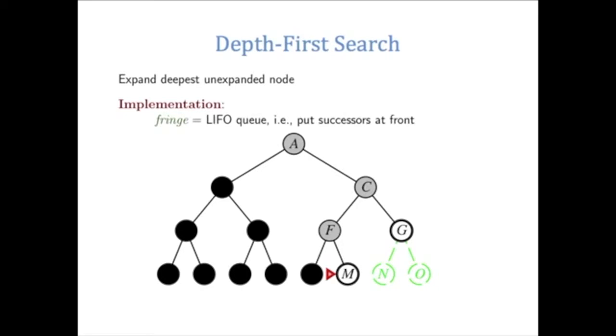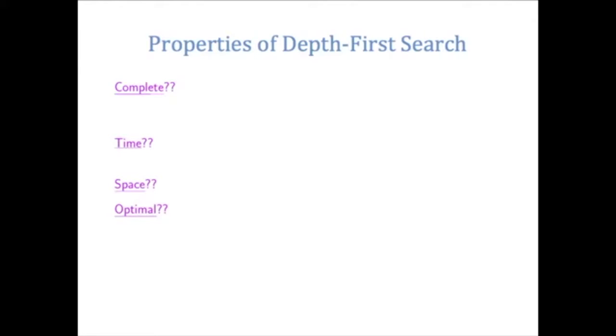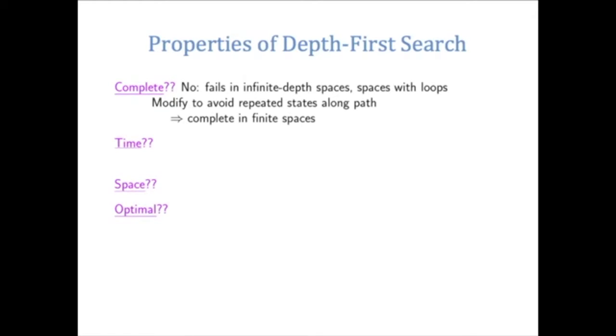So what are the properties of depth-first search? Is it complete? Take a minute to think about it. Are we going to be able to reach every state? Well, what happens if there are loops and we run into that loop as we go down the depth first part of the tree? Well, that means that if we've got an infinite depth space or spaces with loops, it's not going to be complete because we could just keep going down the tree until we run out of memory, expanding down, and we'll never get back up to find the solution node, which could have been at depth 2 for all we know.